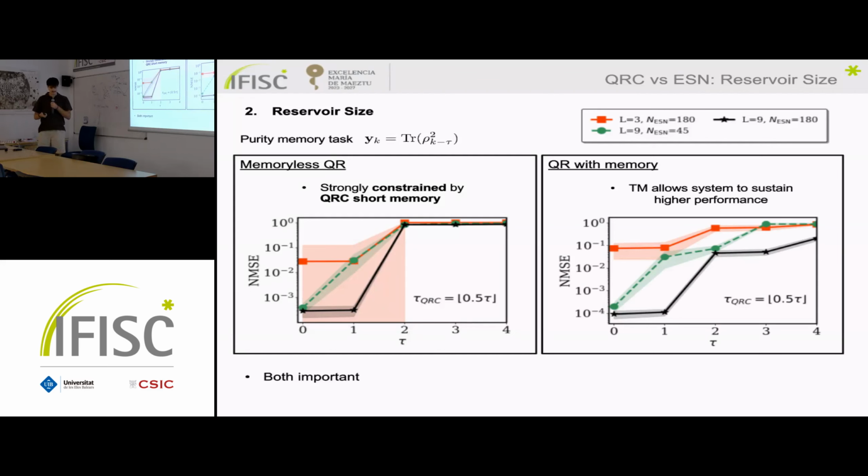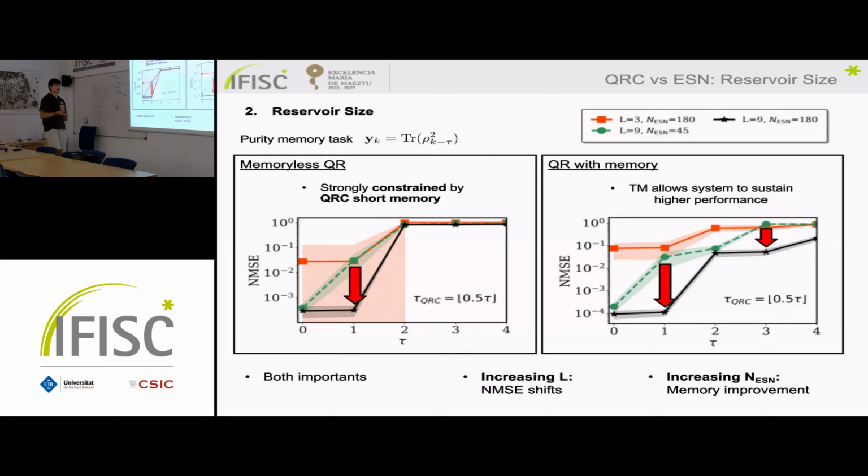So both sizes of the reservoir are important, but in different ways. As you can see here, increasing the quantum part actually shifts the normalized mean squared error, because what we are actually doing is sending to the echo-state network a better estimation of the quantum input. Whereas if we increase the echo-state network, it is more reflected in an improvement in long-term memory.